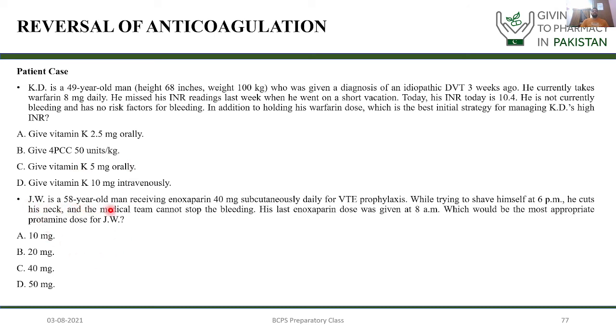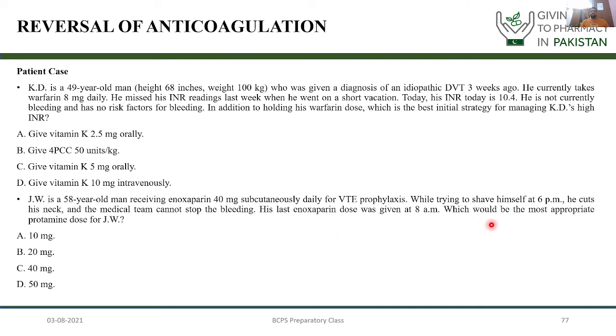JW is a 58-year-old man receiving enoxaparin 40 milligrams subcutaneous daily for VTE prophylaxis. While trying to shave himself at 6 p.m., he cut his neck and the medical team cannot stop the bleeding. His last enoxaparin dose was given at 8 a.m. Which would be the most appropriate protamine dose for JW? So the patient was using 40 milligram of enoxaparin. We have to reverse that one, as we know that 1 milligram of protamine neutralizes 1 milligram of enoxaparin.